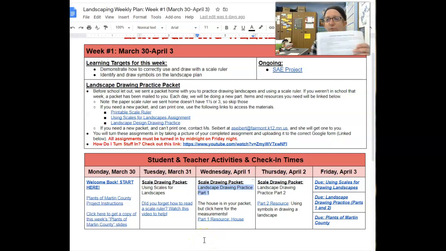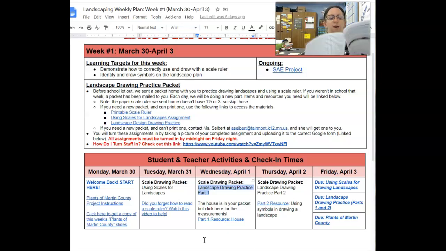So again, looking at my landscaping practice packet, I'm going to look at part one. On a piece of graph paper, redraw the house in a 1/8 scale. The scale for the house is 1 inch by 10 feet. So you need to measure the house and then multiply each measurement by 10. Okay, so I decided that that was going to be a little bit too complicated and a little bit obnoxious. So you have a house in your packet.